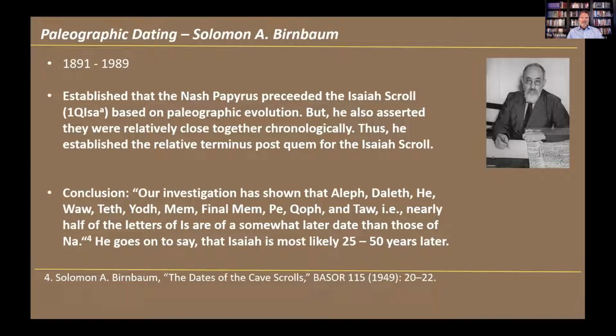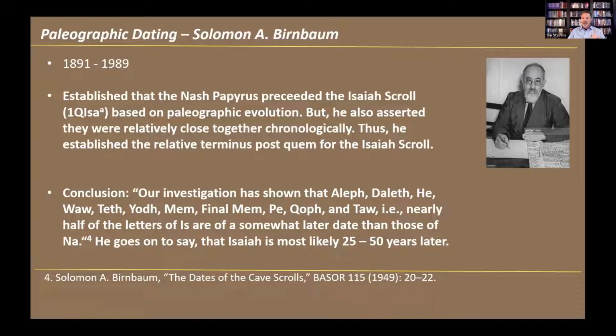Now, before we go to Cross, there is one person I want to talk about briefly, and that is Solomon Birnbaum. He lived from 1891 to 1989. That was a great year in 1989, other than he passed away, because that's the year I graduated from high school many years ago. So what's interesting about Birnbaum, though, is that he established that the Nash papyrus preceded the Isaiah scroll, the Great Isaiah scroll, and he did that based on paleographic evolution.